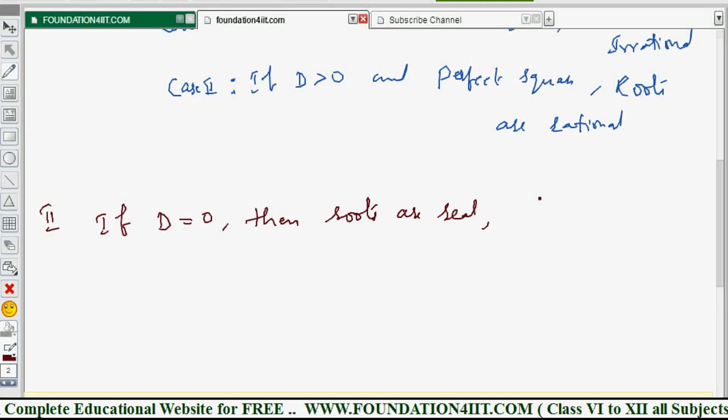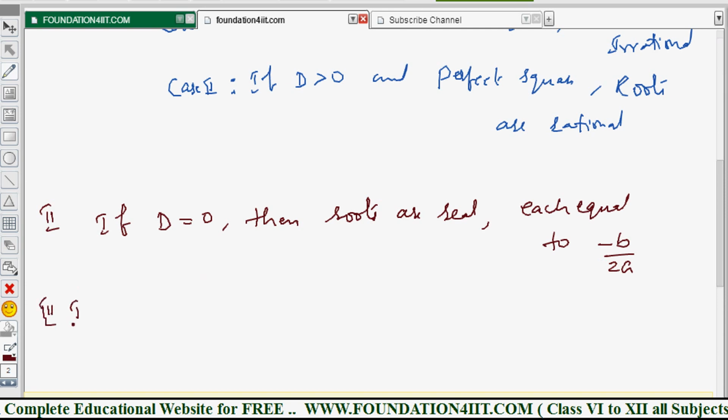Real numbers, but each one equals minus b by 2a, because there is no root of b square minus 4ac, as it is entirely 0. Only one answer we will get, that is minus b by 2a, right?